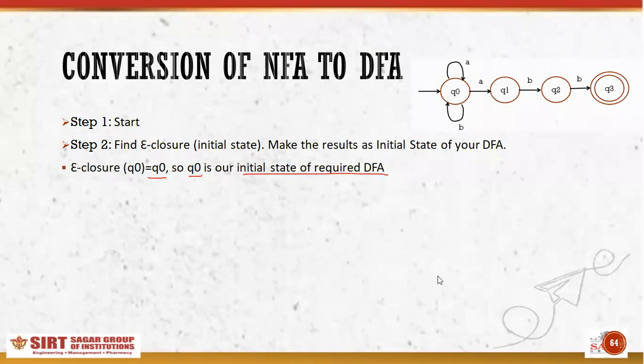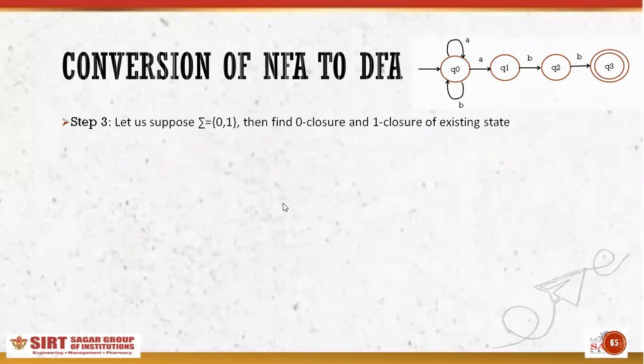This is the initial state of the DFA which we are trying to make out of the given NFA at the top of this slide. Now I have Q0 as my existing state. So I will find the a closure and b closure for this state, and we will repeat this step until we stop getting new states. So I will find the 0 closure and 1 closure for the existing state. The existing state is Q0.